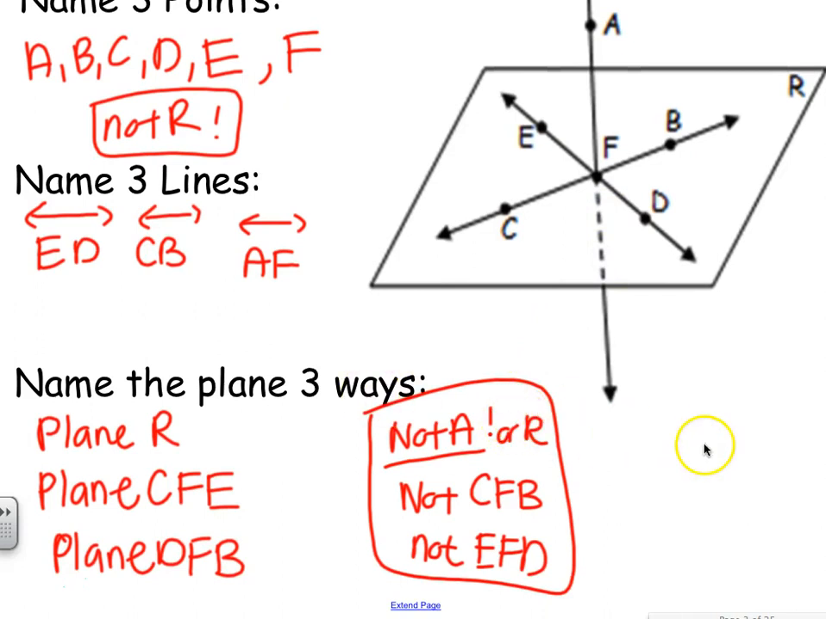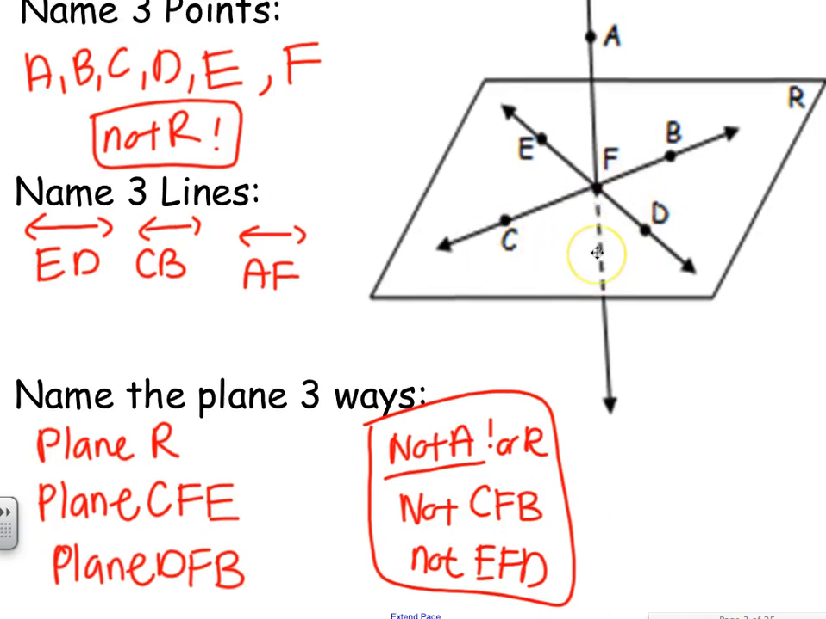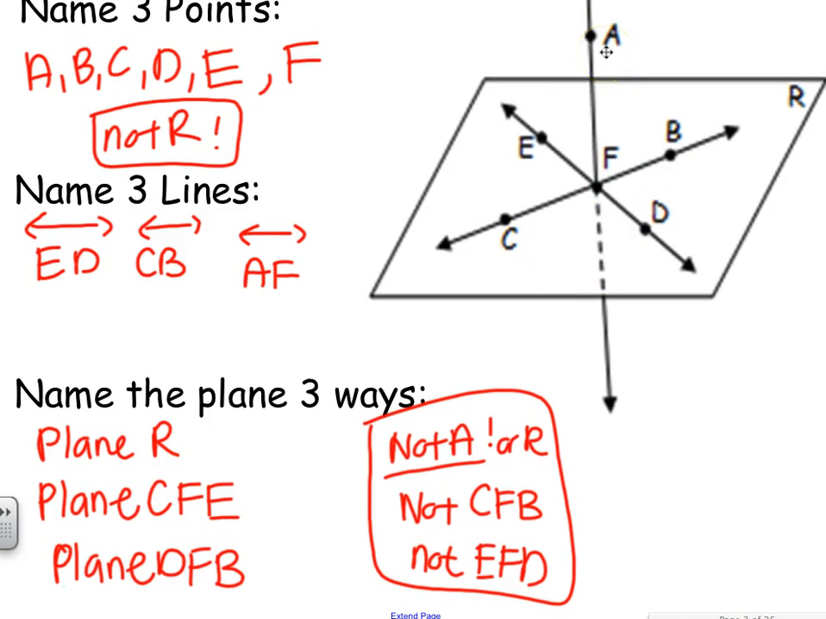When you name the plane 3 different ways, you could have said plane R, remember that upper letter in the corner. Then you could have picked 3 points not on the same line. So you could have said CF and then E, or CF and D. Then you could have also said DF and B, or DF and C. Just make sure you did not use A, because it's not on the plane. Make sure you didn't use R with the 3 letters because it's not a point. And make sure you didn't say C, F, and B in any order, or E, F, and D in any order, because they're on the same line.